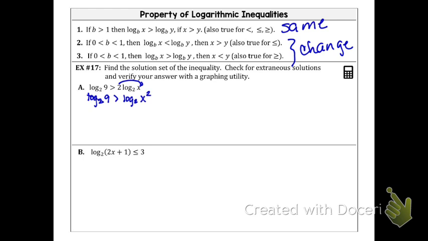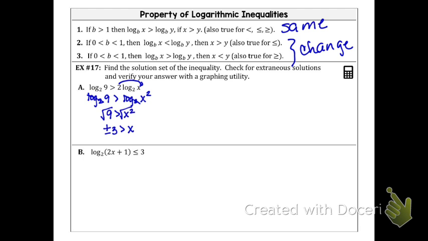All right, since my log base 2's are the same, we can get rid of them. And so we know 9, but now I have a base of 2, which is greater than 1. So the inequality sign is going to stay the same. The x squared, take the square root, and we get plus or minus 3 is greater than x.